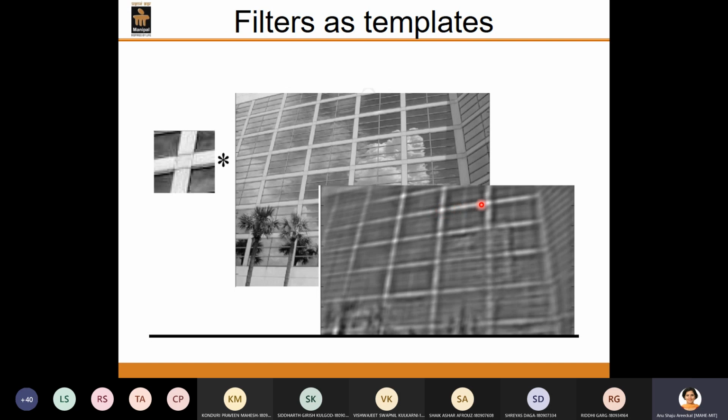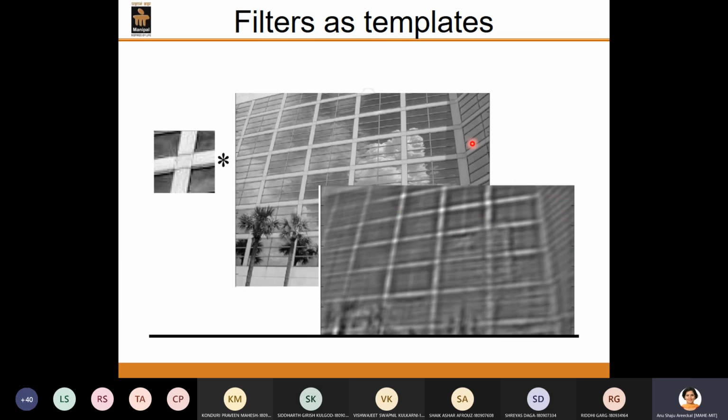And depending upon how similar the template is with respect to the underlying image, you have varying degrees of intensity values, right? So here in these regions you find that the intensity values are less, or in these regions it is less, which says that the template under consideration, or the kernel that we are considering, is not exactly matching that of the underlying image.